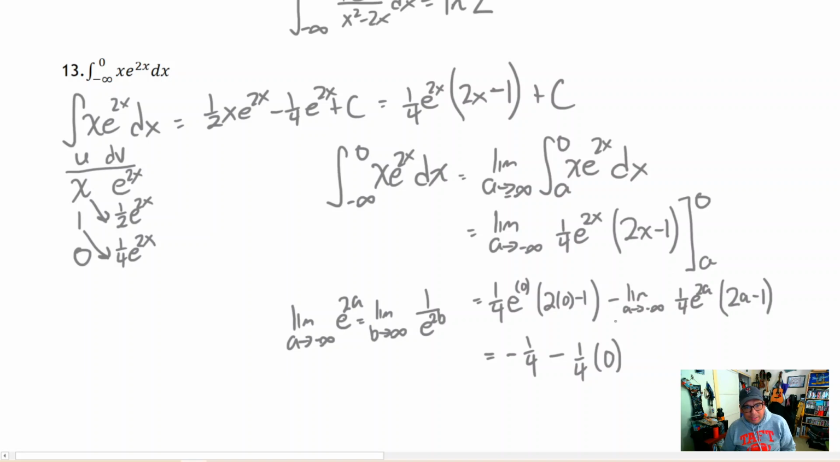And then as a approaches negative infinity, 2a minus 1, let's do this over here, the limit as a approaches negative infinity of 2a minus 1, well, that's going to approach negative infinity. This keeps on getting smaller and smaller without bound. So what we're looking at is an indeterminate form. We're looking at a 0 multiplied by infinity.